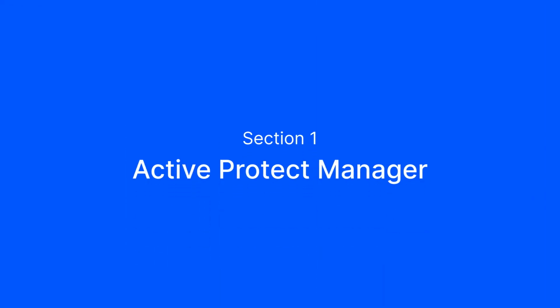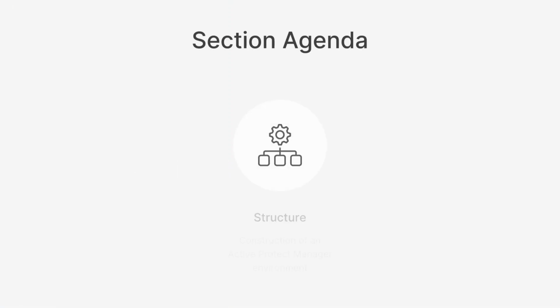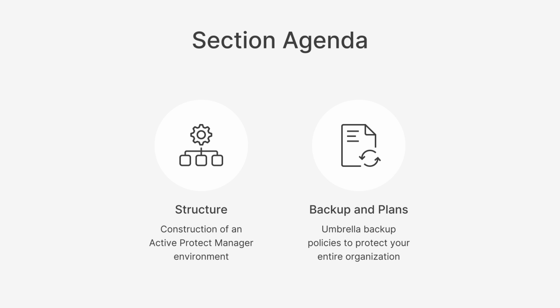Moving on into section 1 on ActiveProtect Manager, the software component of the enterprise all-in-one backup solution from Synology. In this section, we're going to start off by looking at the structure of ActiveProtect Manager. We're going to see what all the different hardware components do and what kind of categorization they'll have inside the ActiveProtect Manager system. We'll then move into backup plans, which are sort of umbrella policies for your backup solution for your entire organization. If you edit your plan, your policy for your entire organization, all the workloads it protects will also be edited as well.